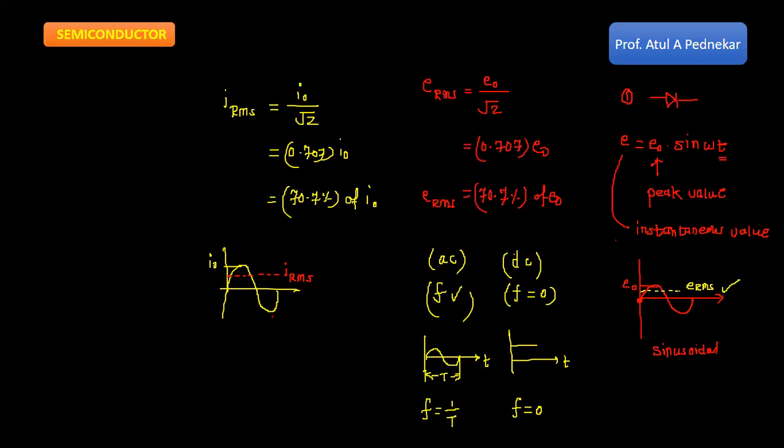Are you clear? Students, are you clear with the explanation? Sure? Okay. Now let's learn one more point. Suppose we have a 10 volt DC supply. So the symbol is like this.